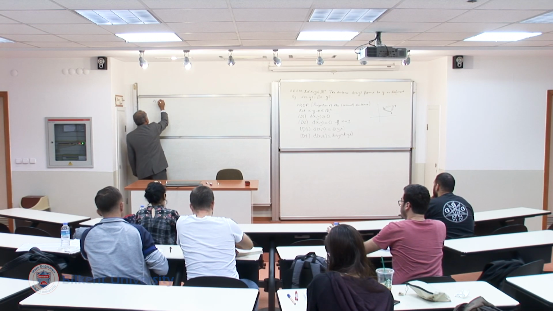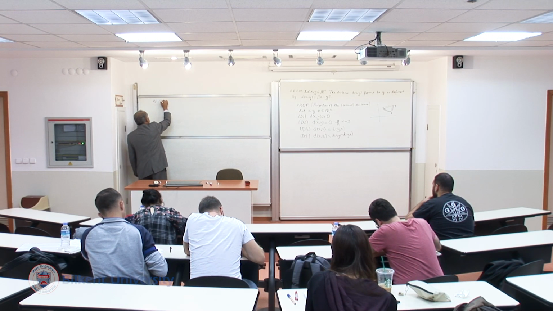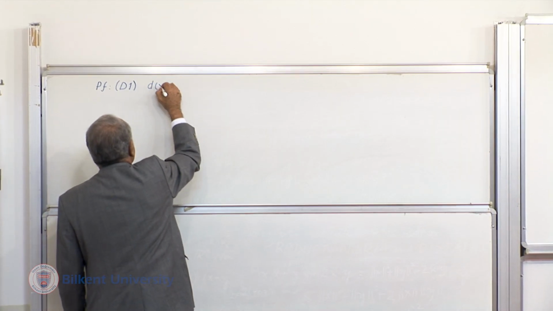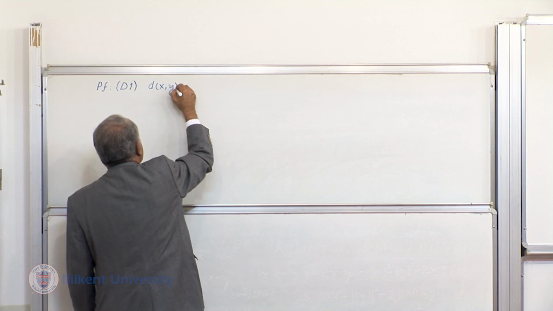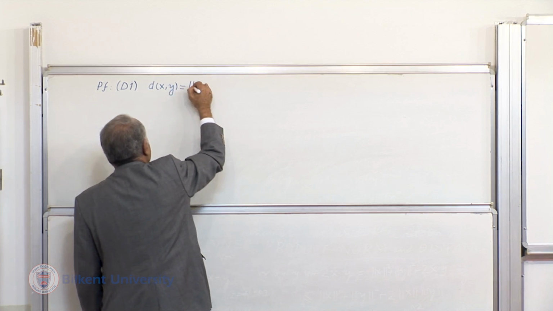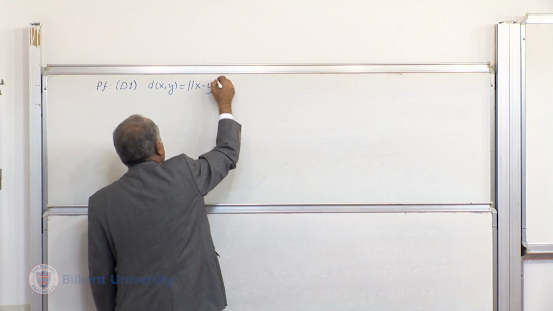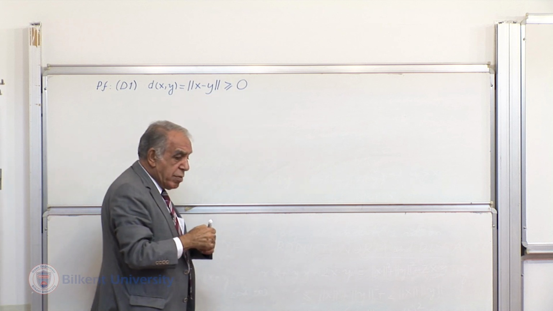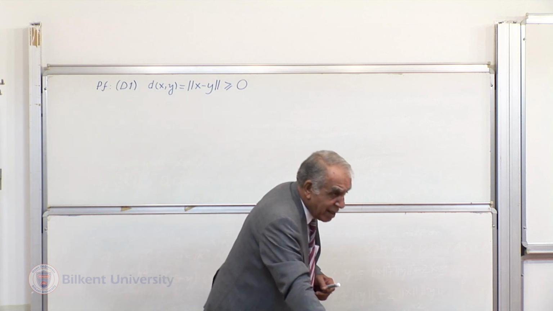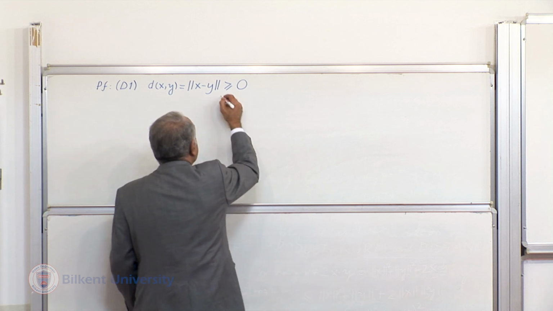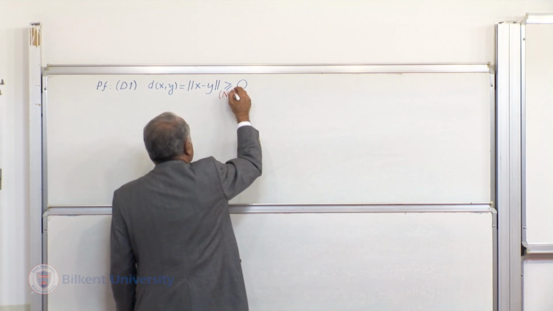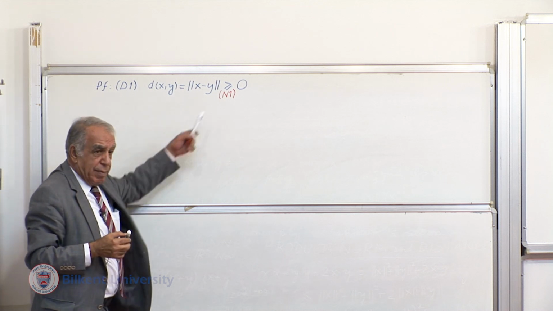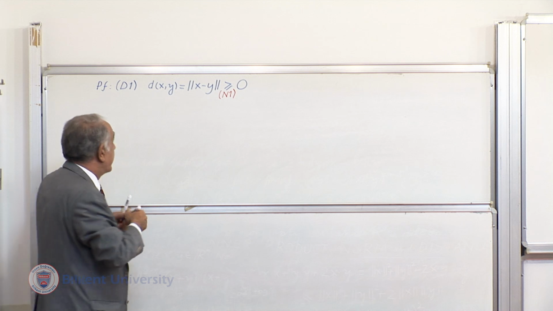Well, let's start with D1. Now, dxy, that's by definition the norm of x minus y, but the norm of something by N1, norm property 1, is larger than or equal to 0. So that follows from N1 and the definition, of course.